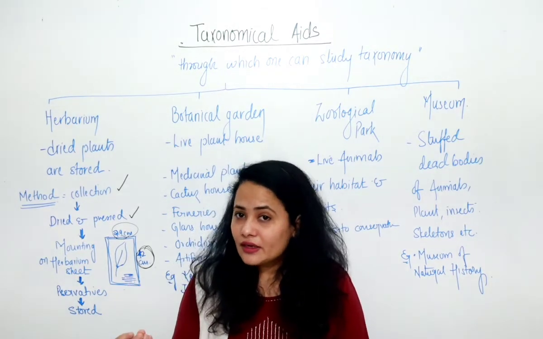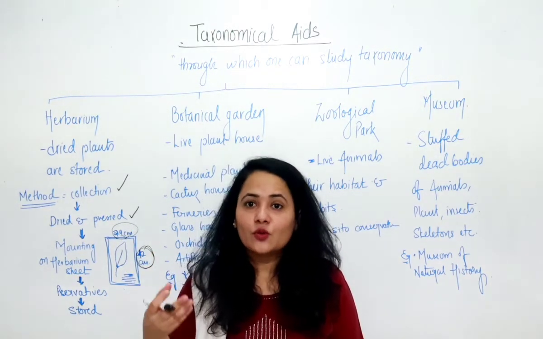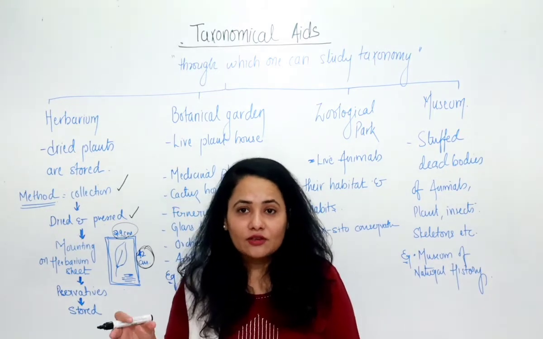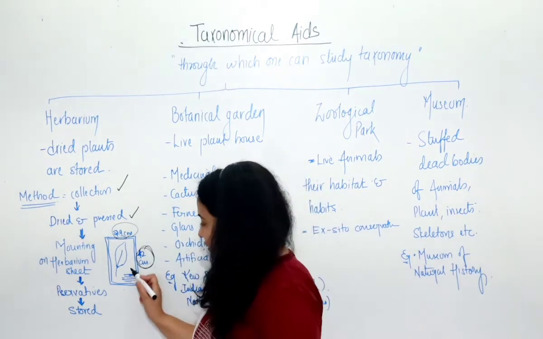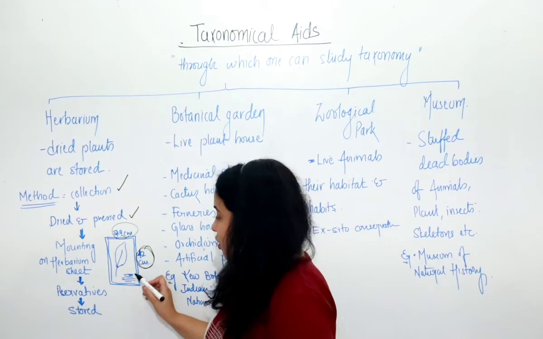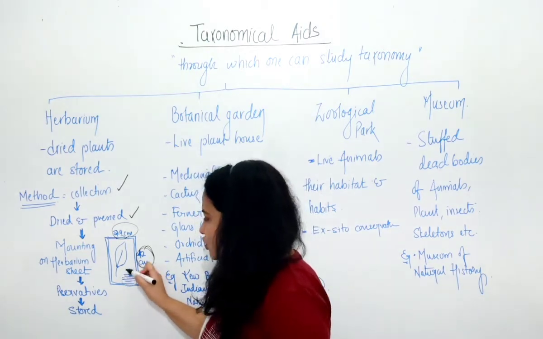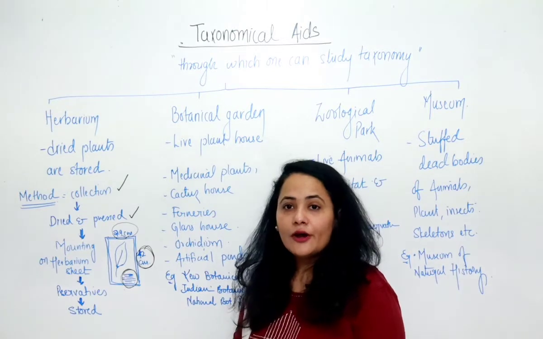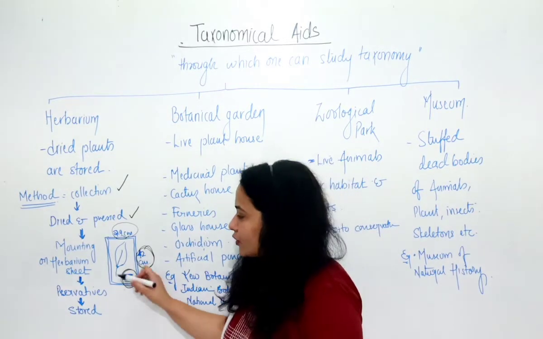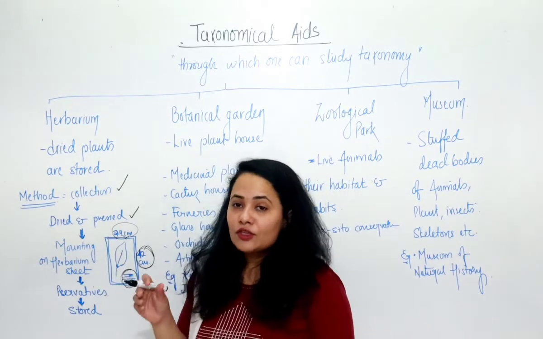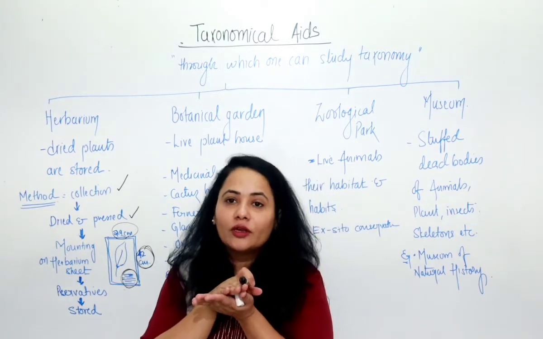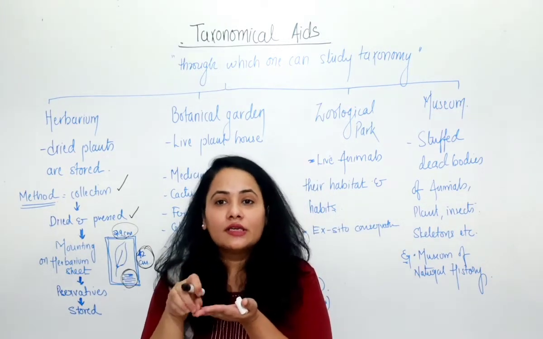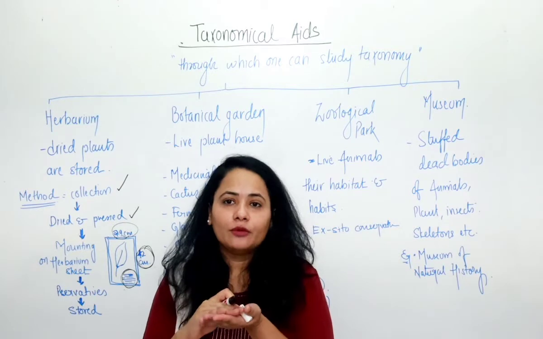Once the mounting is done, we label everything, including where the sample was collected, what the systematics is, like how you classify the plant, what the scientific name is, and so on. Even the date of collection can be written. All those detailed information is written on the side of the herbarium sheet. Furthermore, once you place the sample on the herbarium sheet, it is either stitched or stuck with the help of glue.